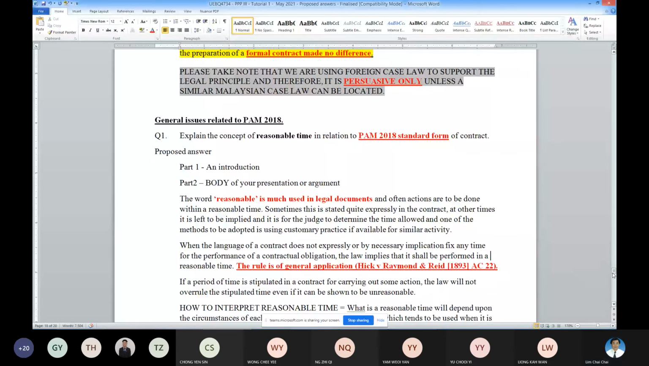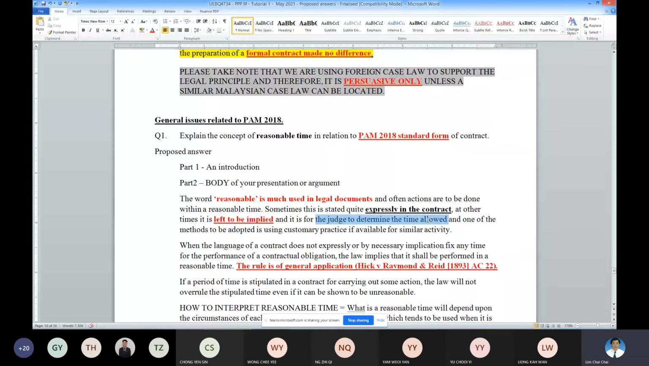More often than not, if it is expressly stated, then the express statement is to be followed. If it is not expressly stated, that means none is left to be implied, then the judge is the one who decides what is reasonable. So the judge will come in to decide for you what is reasonable, just to determine the time allowed.